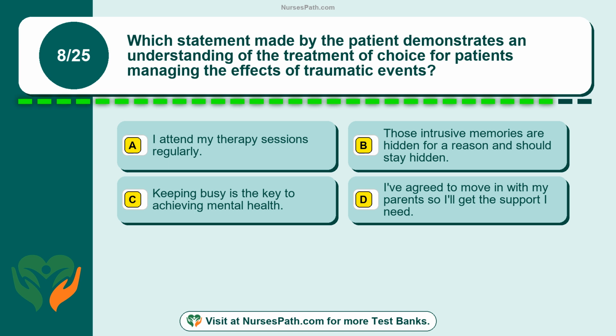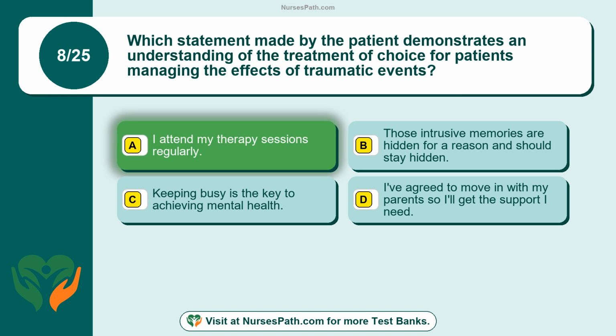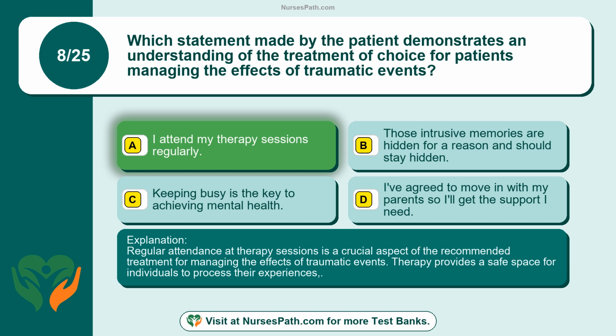Question 8. Which statement made by the patient demonstrates an understanding of the treatment of choice for patients managing the effects of traumatic events? Option A. I attend my therapy sessions regularly. Option B. Those intrusive memories are hidden for a reason and should stay hidden. Option C. Keeping busy is the key to achieving mental health. Option D. I've agreed to move in with my parents so I'll get the support I need. The correct answer is option A. I attend my therapy sessions regularly. Regular attendance at therapy sessions is a crucial aspect of the recommended treatment for managing the effects of traumatic events. Therapy provides a safe space for individuals to process their experiences.